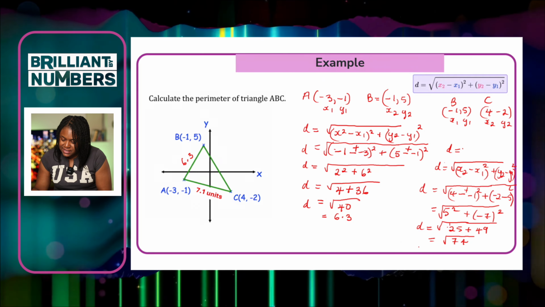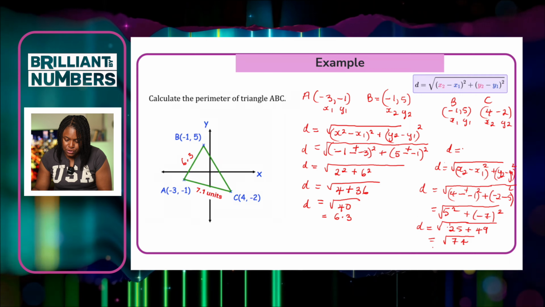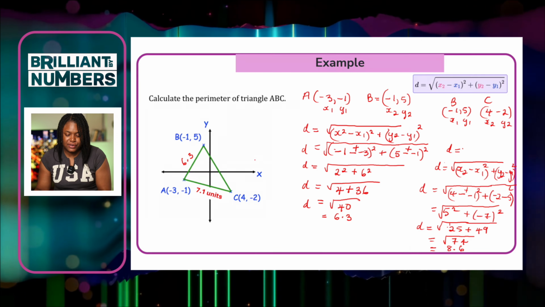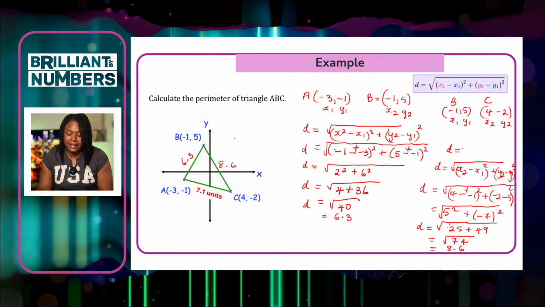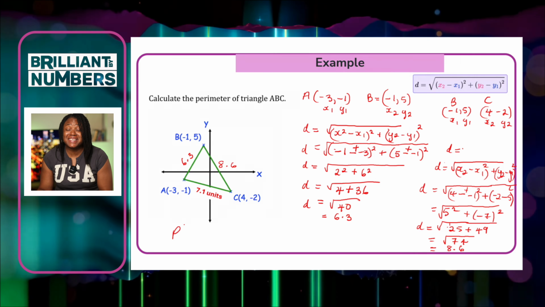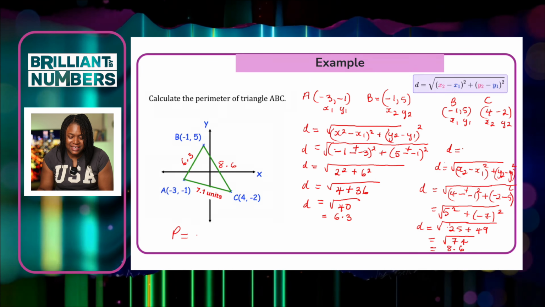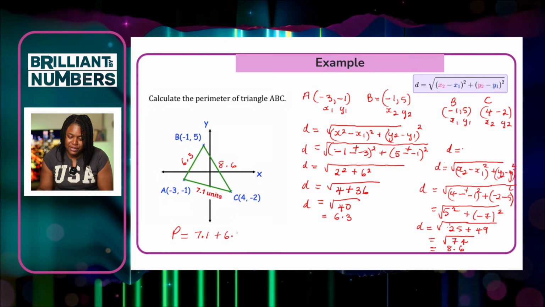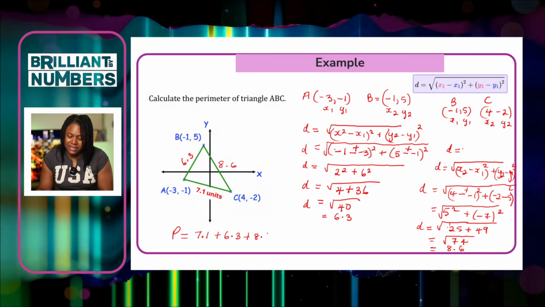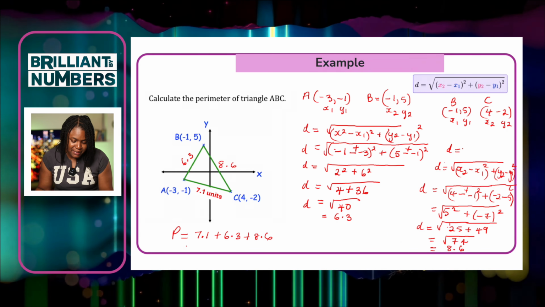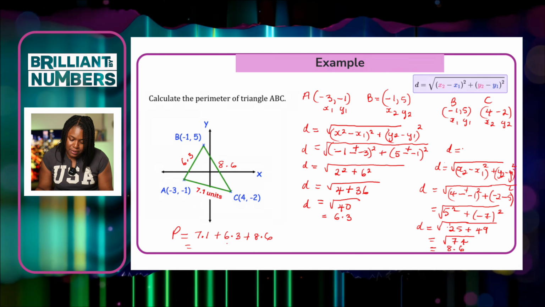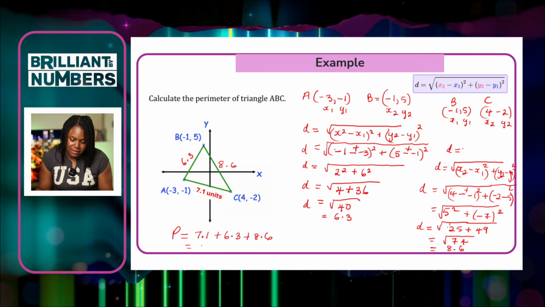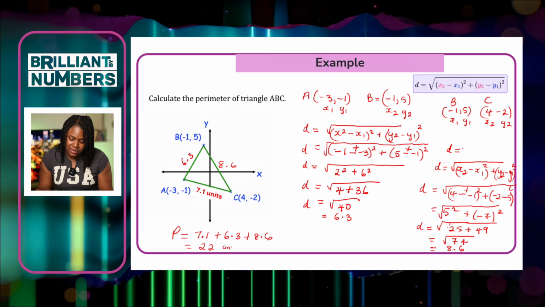So the square root of 74 is equal to 8.6. Very good. So I'm going to put that on my diagram now. And then finally, I can now find the perimeter since I have all three sides. So the perimeter is equal to 7.1 plus 6.3 plus 8.6. Beautiful. Put that quickly in my calculator now. So 7.1 plus 6.3 plus 8.6, and that's equal to 22 units.